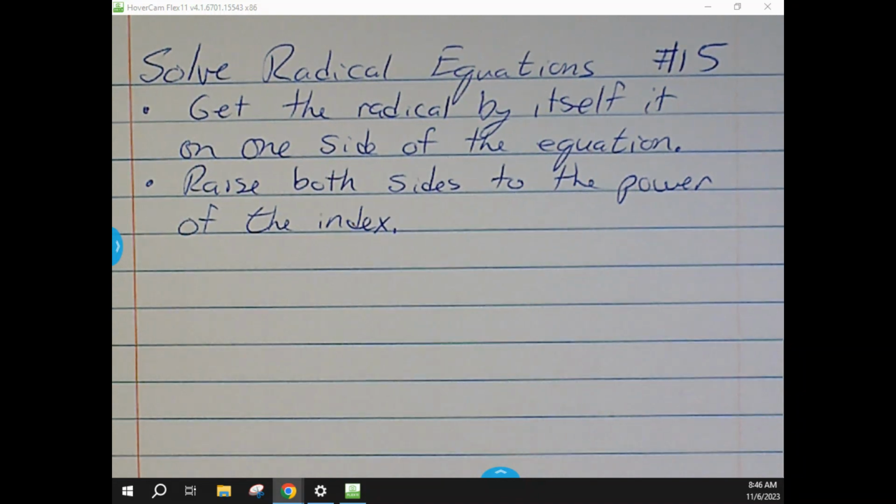Now, we'll also look at some situations where they don't give you a radical, and we'll look at that one and show you what's happening with it. But mostly that's what we're looking at as we go through this.